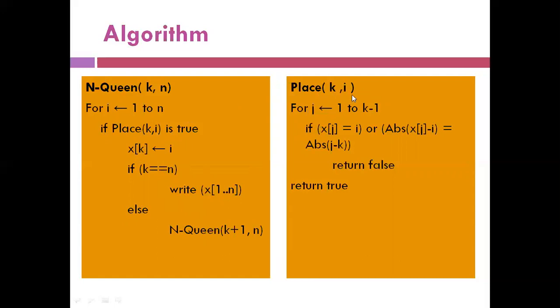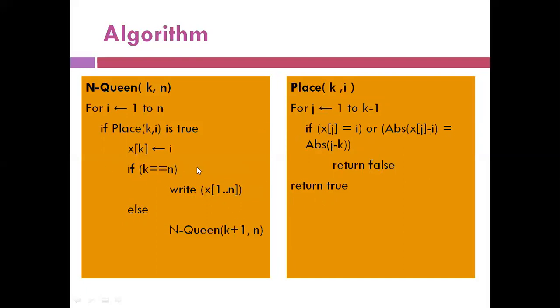In this particular function you see the conditions that are being checked. This condition checks whether they are in the same column. If it is equal, it means that they are in the same column, so you cannot place it. And if this condition is true, it means that they are in the same diagonal. So when either of these becomes true, you cannot place the queen in that location. Hence it will return false, else it will return true. So that's how it is.